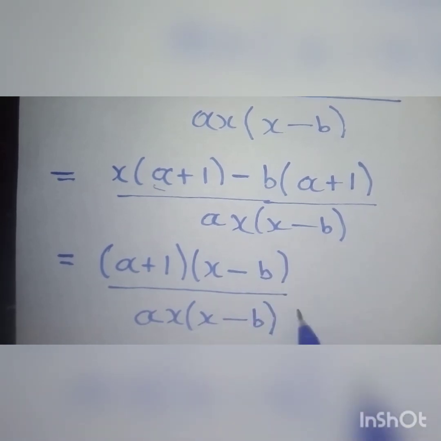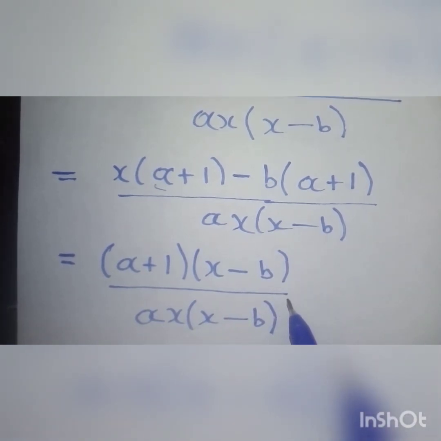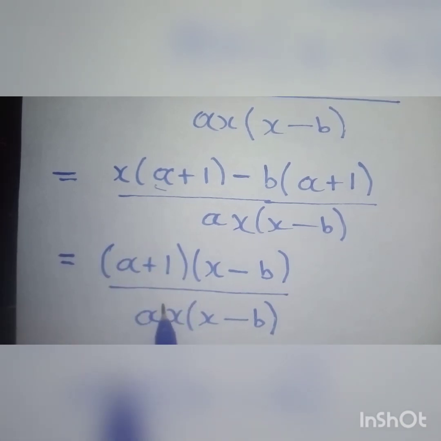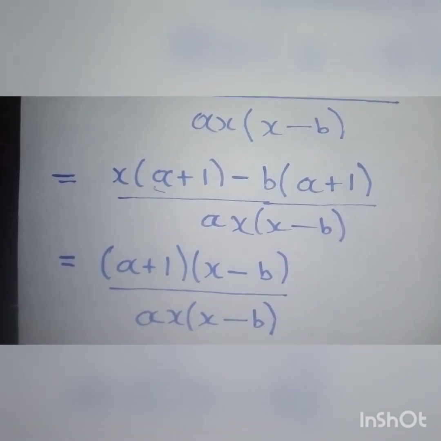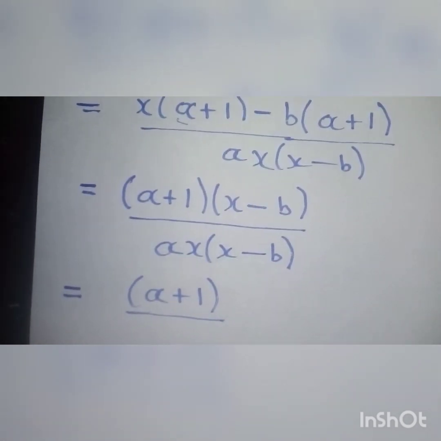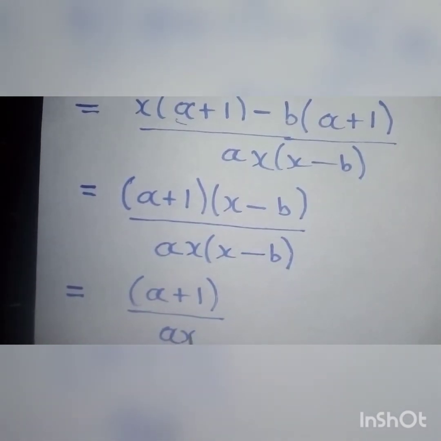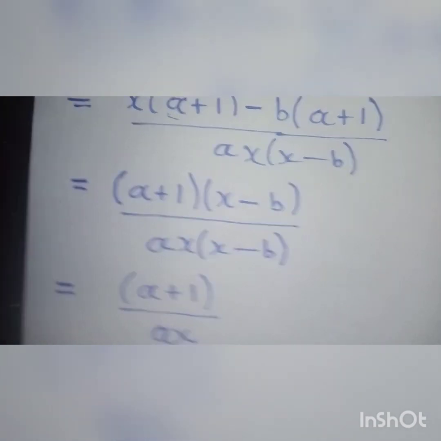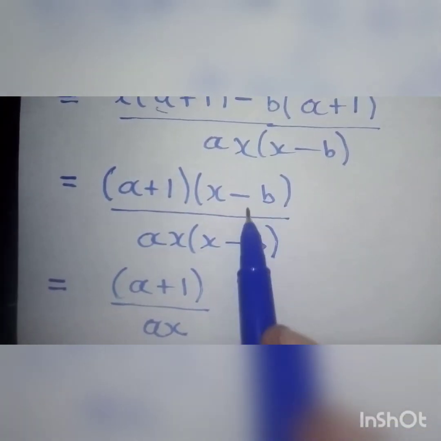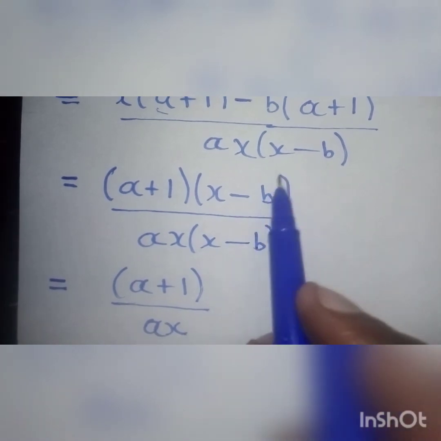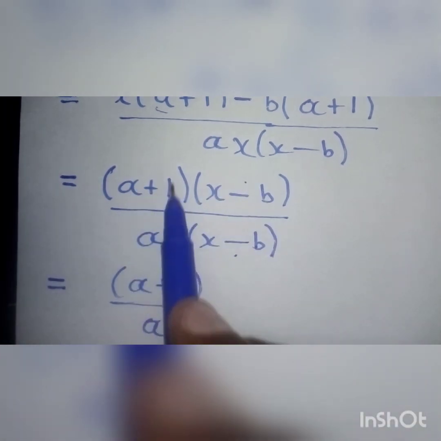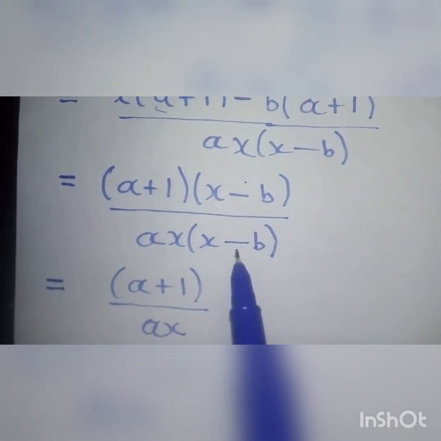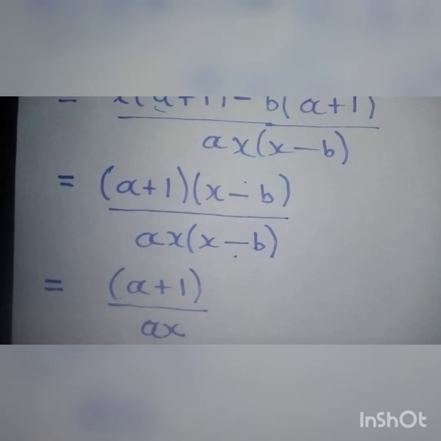x minus b divided by x minus b is equals to 1. And the 1 divided by this whole expression, we are left with a plus 1 over ax. Or you can say in this part, x minus b divided by x minus b, we are left with 1 in the numerator and 1 in the denominator. 1 multiplied by a plus 1 is equals to a plus 1. 1 multiplied by ax equals to ax.